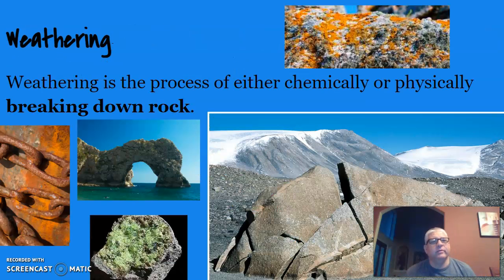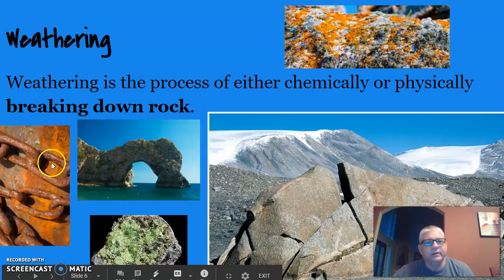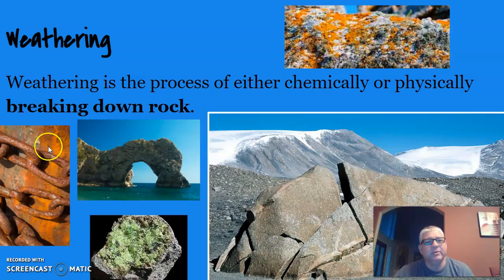So, weathering is a process of either chemically or physically breaking down rock. And you see here some examples of that. This rock back here is weathering by chemical means because the oxygen is adding to the iron that's in this rock and causing it to weather. Lichen up here is growing on this rock, and it also helps it to weather chemically.